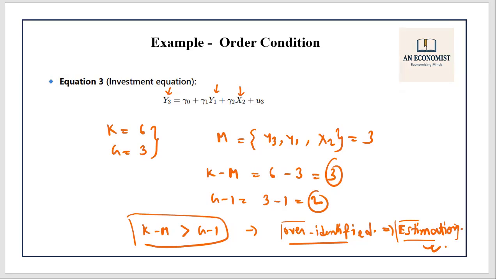So I have given you an example where you get to see all the cases, right? We have discussed what is under identification, over identification, and just identification. I have given you the example in such a way that I can show you all the possibilities. I hope this is absolutely clear to you.